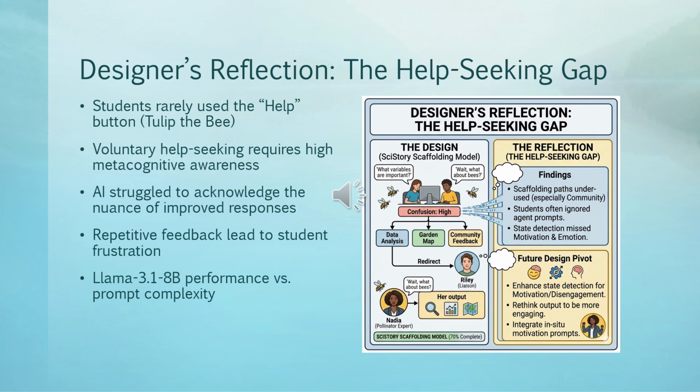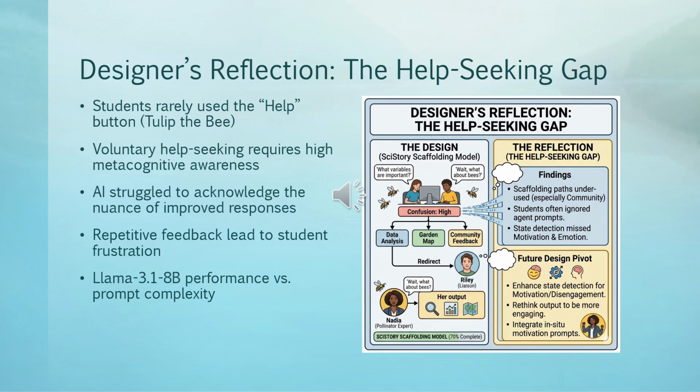Despite the success of the feedback agents, the team encountered a significant help-seeking gap. Even though a helper agent, Tulip, was always available, students preferred calling for a human teacher. This illustrates a common problem in learning sciences. Students don't always know when they need help.